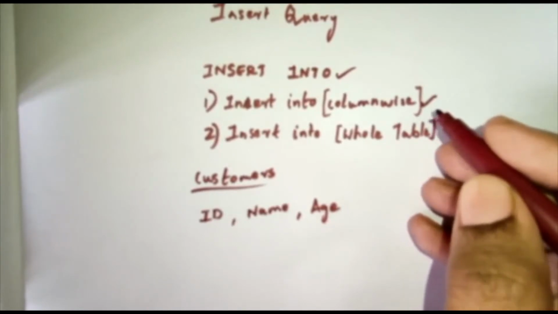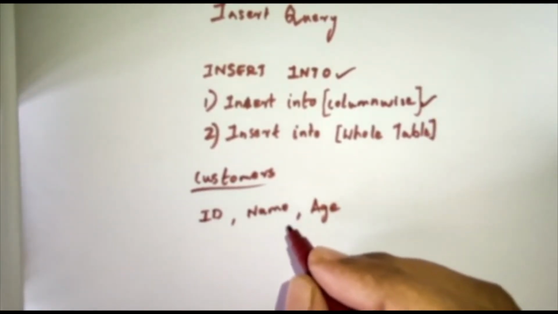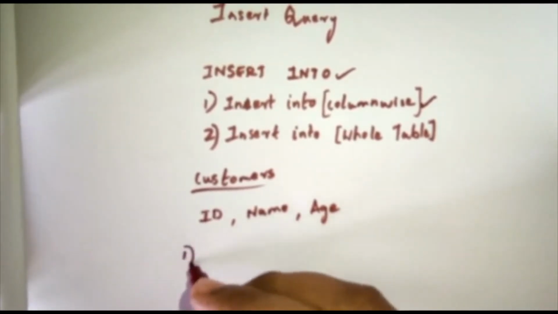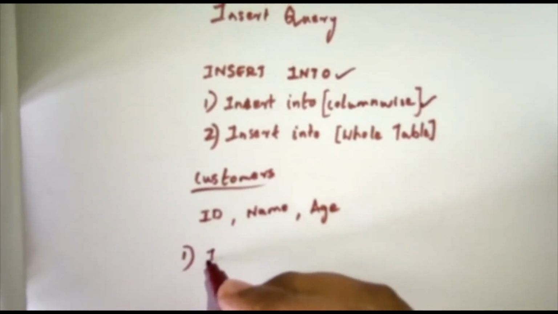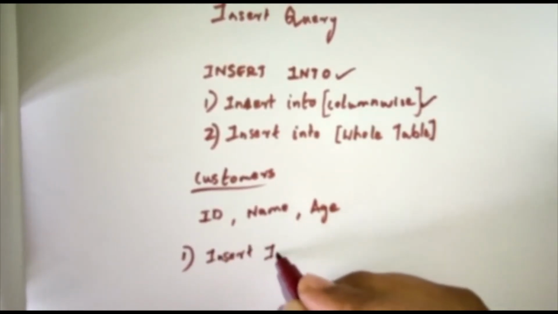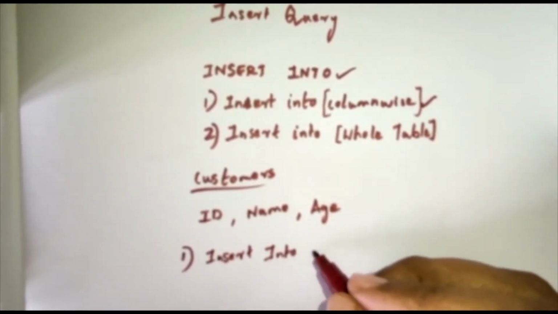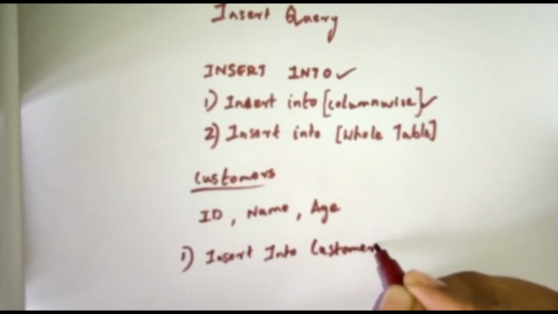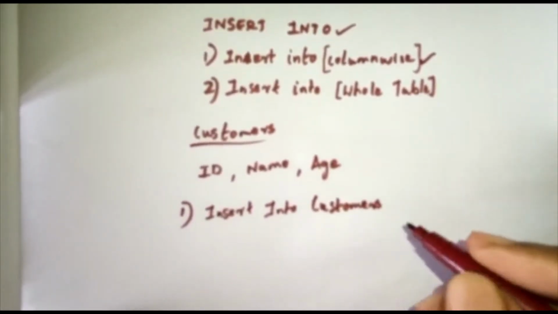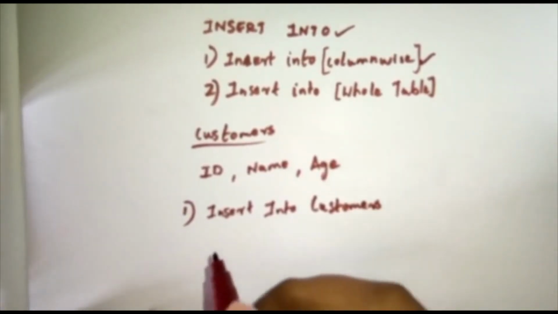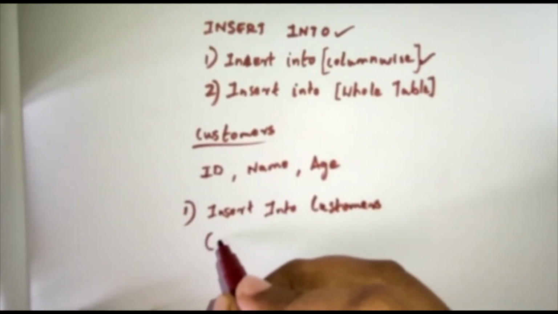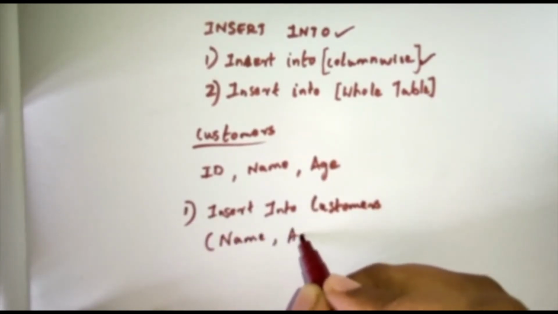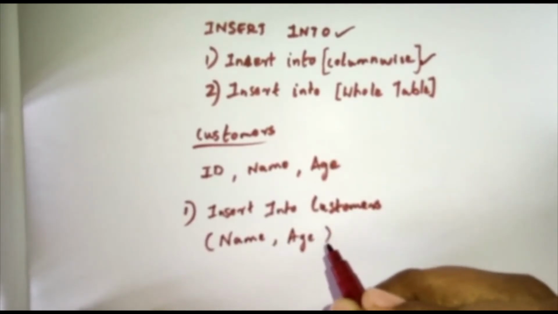first, column wise, if I want to add data, I will specifically mention those columns. So for the first one, the syntax will be insert into, which table? The table name, customers, is our table. So insert into customers, and in customers, what are the columns you are going to add? I want to add only the name and age, so I will give name and age to be the columns.